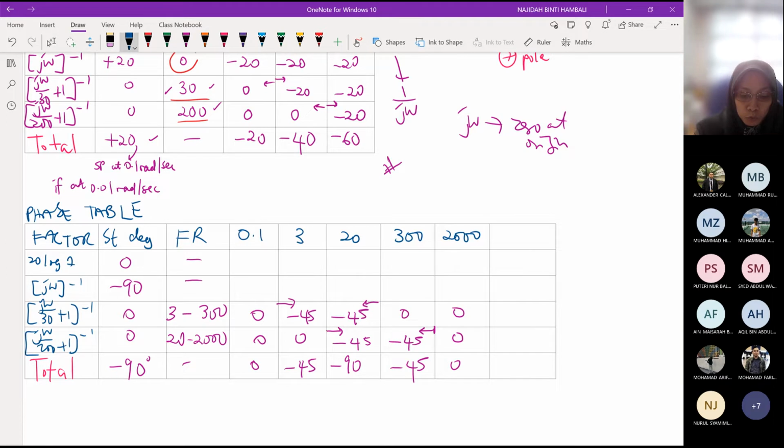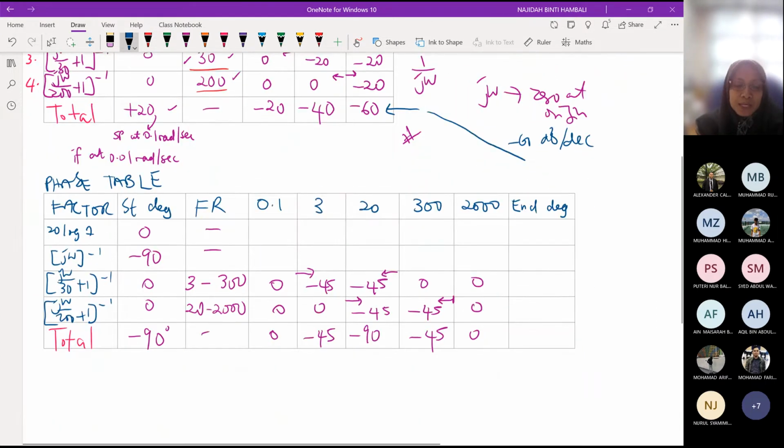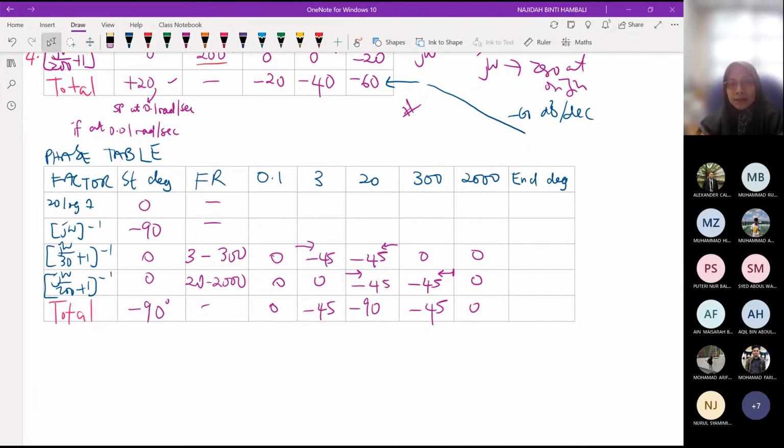I want you to calculate for ending point in degree. Only the phase plot has ending point. Magnitude only has starting point, in dB. Ending tak ada. Sebab ending it will depends on this final slope. Dia akan tarik sampai infinity, negative 60 dB per decade. That's why for magnitude plot it doesn't have an ending point. But for phase it has ending point. Dia akan ada ending point that you need to calculate.